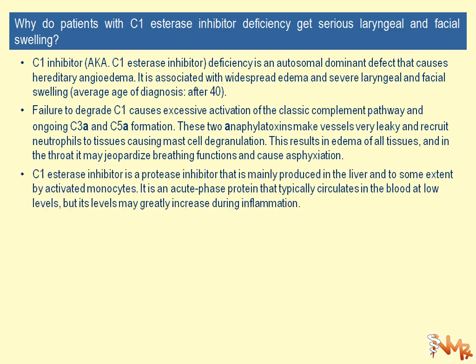C1 esterase inhibitor is a protease inhibitor that is mainly produced by the liver and to some extent by activated monocytes. This is also labeled as an acute phase protein and typically circulates in the blood at low levels in normal individuals, but its levels may greatly increase in all individuals during inflammation.